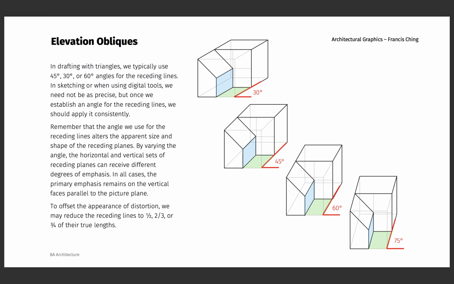And also what you would need to do is to reduce the length of the receding lines as you change the angle. So the bigger the angle, in other words, the 75-degree one at the bottom right-hand corner here, the lines going backwards are shortened. These distances and measurements are shortened to remove a sense of distortion from this.